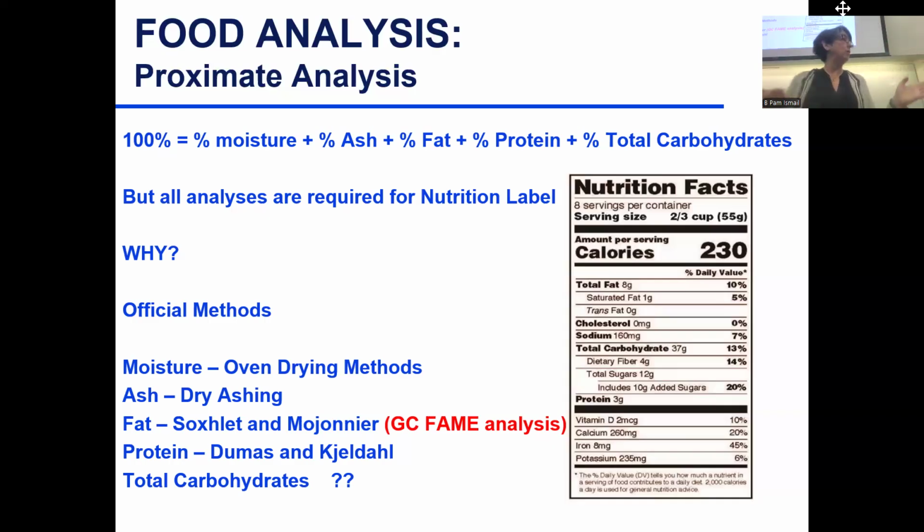Dry ashing, we will learn about it next week. And then fat: Soxhlet and Mojonnier are official methods of analysis, but we do not use them for the nutrition label. We actually use GC FAME analysis. Why is that? Because we'll learn about that, I think, Friday. Fernanda will be teaching that section.